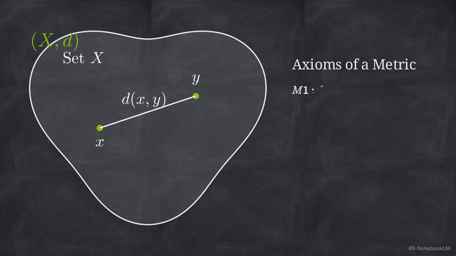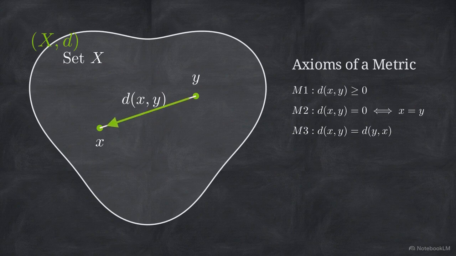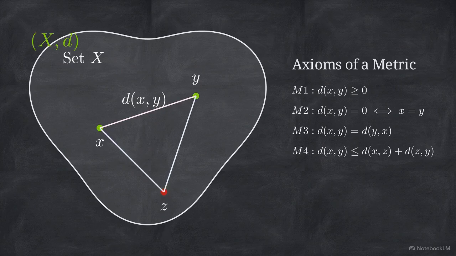To qualify as a metric, this function must follow a few logical rules. First, distance is always 0 or positive. Second, the distance between X and Y is 0 if and only if X and Y are the exact same point. Third, the distance from X to Y is equal to the distance from Y to X. Finally, we have the fourth and most critical rule, the triangle inequality. If you add a third point, Z, the direct distance from X to Y is always less than or equal to the detour through Z.